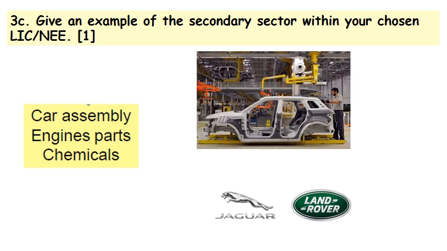Question 3c. Give an example of a secondary sector with your chosen LIC or NEE, worth 1 mark. This sector example for us is car assembly parts, engine parts and chemicals, especially the example of Jaguar Land Rover and the car assembly factory they built just outside of Rio. This created around 300 jobs in the sector. Please correct this in green pen at this point. All you needed for this answer was the example.